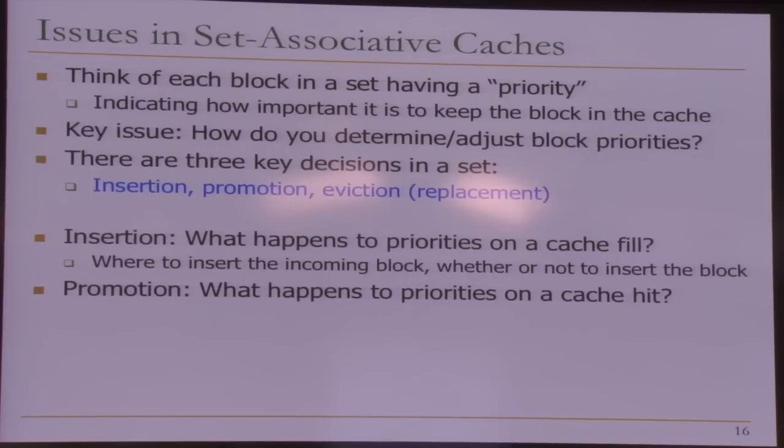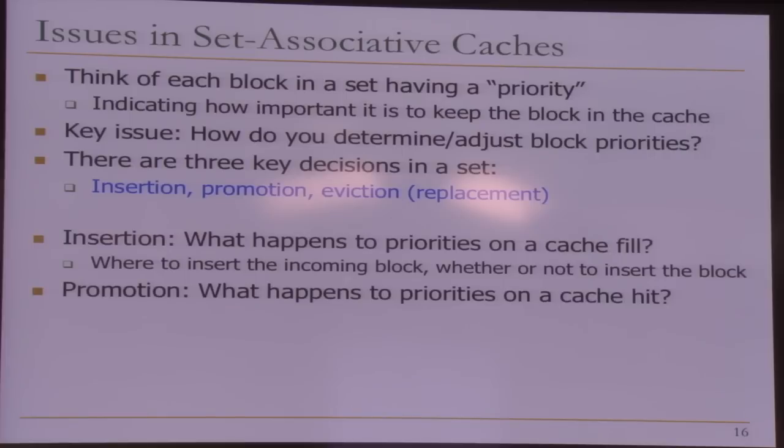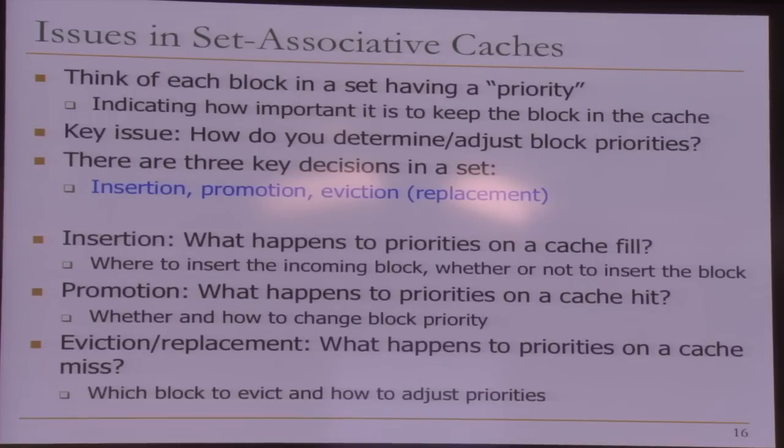You've probably seen the LRU policy. The LRU policy says, when you hit a cache block in the cache, make it the most recently used, which means make it the highest priority, such that it's going to be evicted the latest after this point. But that's not necessarily the only policy that you can implement. In fact, that may be a bad thing to do, depending on your access pattern. OK. Eviction or replacement is what happens to priorities on a cache miss. Whenever you miss in the cache, which block do you evict? And how do you adjust the priorities after that?